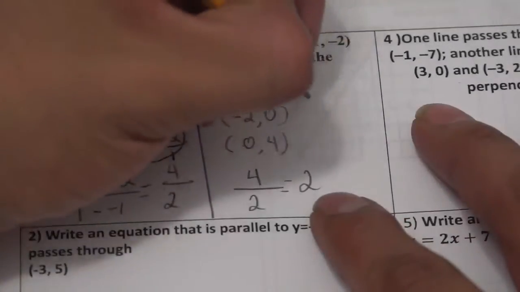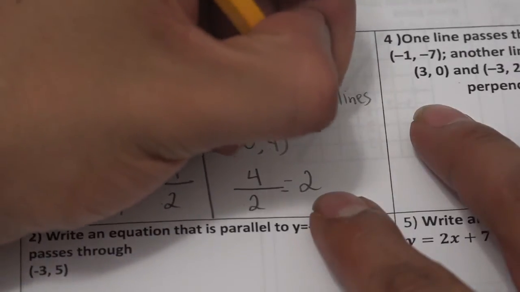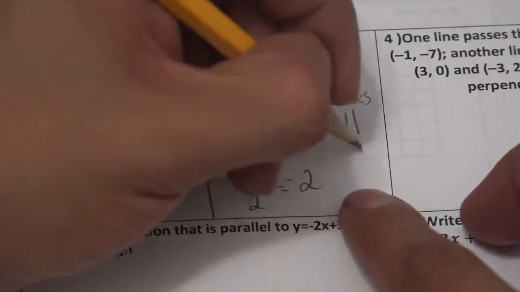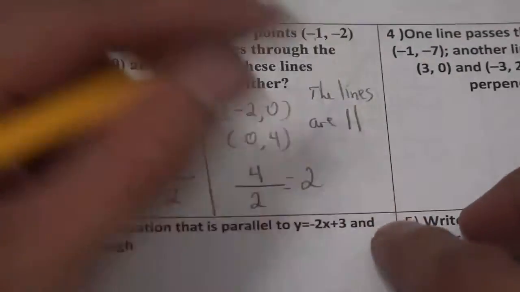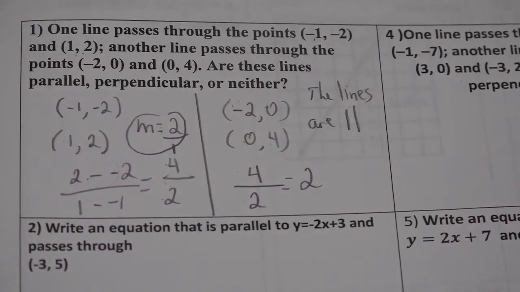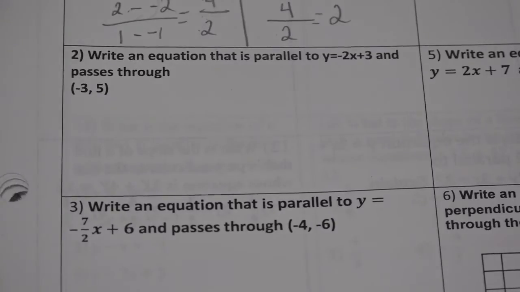So then the lines are parallel because they have the same slope. Okay, you could write it in here or you could write it in your notebook. Oh, getting better. Alright, number 2.